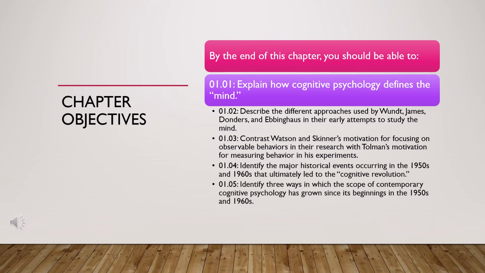So the objectives that you should understand by the end of the chapter would be to understand how cognitive psychology defines the mind, recognize major historical contributions, and explain how the field has evolved through the cognitive revolution. Pay attention to how the field shifted over time. This historical context matters for understanding why modern cognitive psychology looks the way it does.